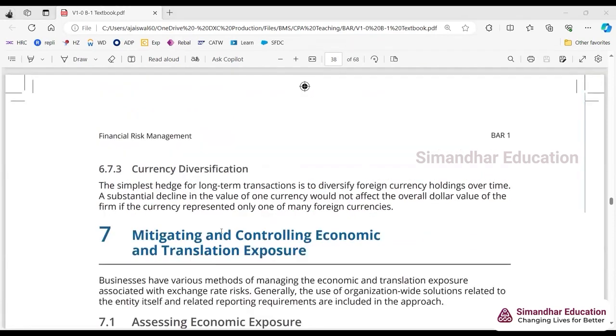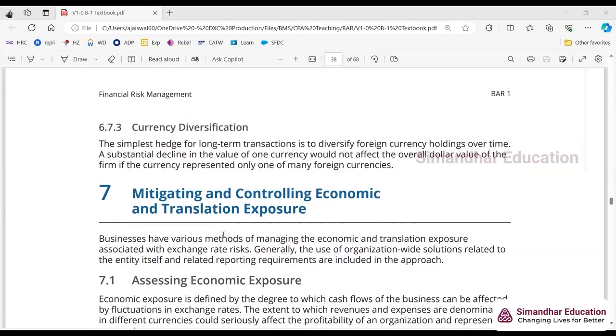Currency diversification very simply means that we are going to export and import from various countries. Just like stock diversification, where we understood today that we are going to buy a lot of stocks, similarly currency diversification means we are interacting with a lot of countries, so there is automatically a diversification. If one currency goes up, another goes down, it is offset to some extent.